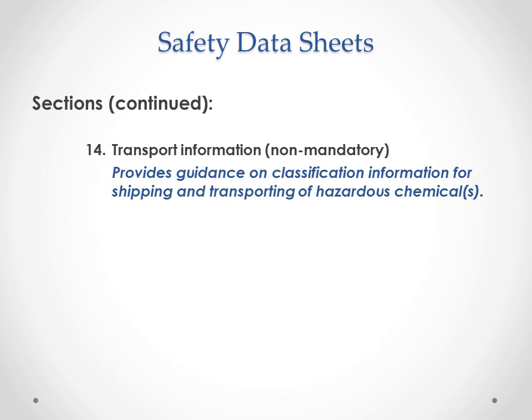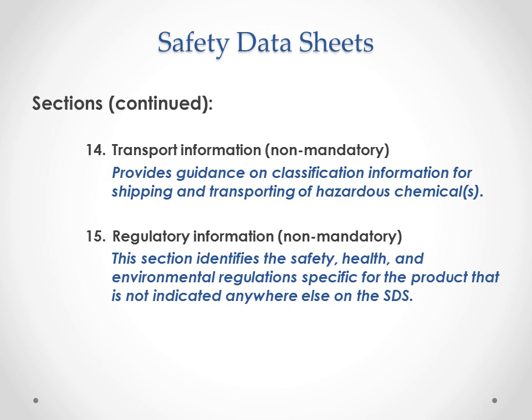Section 14 is also non-mandatory under OSHA, but is covered more by the Department of Transportation. This provides guidance on classification information for shipping and transporting of hazardous chemicals. Section 15 is any other regulatory information as it pertains to the safety and health and environmental regulations. For example, if there are certain food safety requirements that it has to meet, those could be listed here. So any other government regulations or any other type of regulations will be listed here.